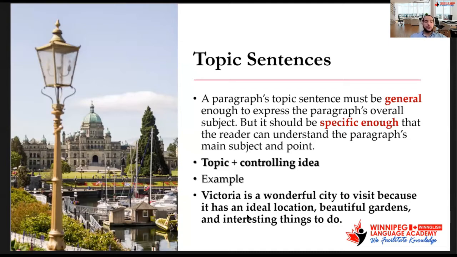and the controlling idea is what I want to tell my readers about it. So if you look at this example here, "Victoria is a wonderful city to visit." This is my topic. Why? This will be my controlling idea, because it has an ideal location, beautiful gardens, and interesting things to do.